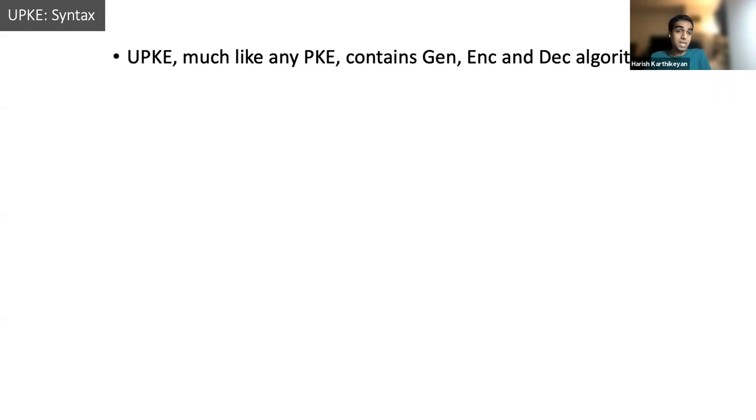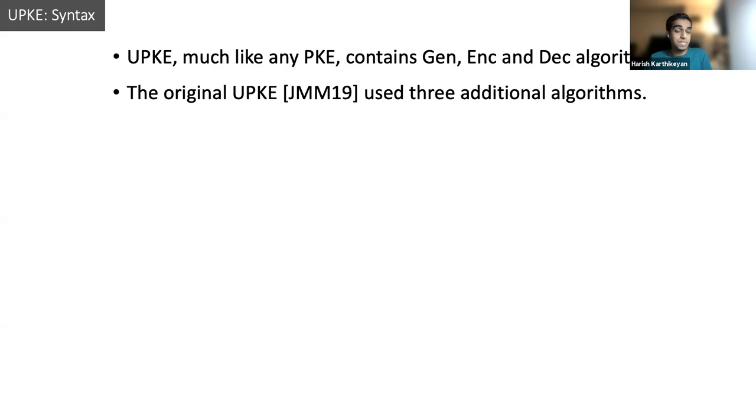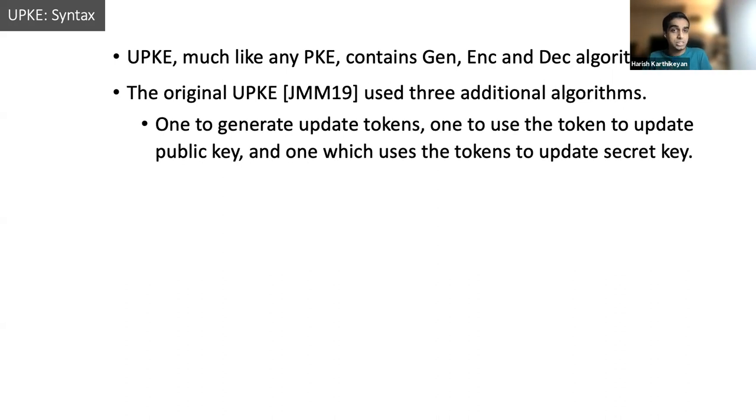So let us take a look at the syntax of UPKE. UPKE, much like any public key encryption, will have the three key algorithms of Gen, Encryption, and Decryption. And the original updatable public key encryption, which was proposed by Jost and others, used three additional algorithms: one to generate some kind of an update token, one to use the update token to update the public key, and one which uses the tokens to update the secret key.